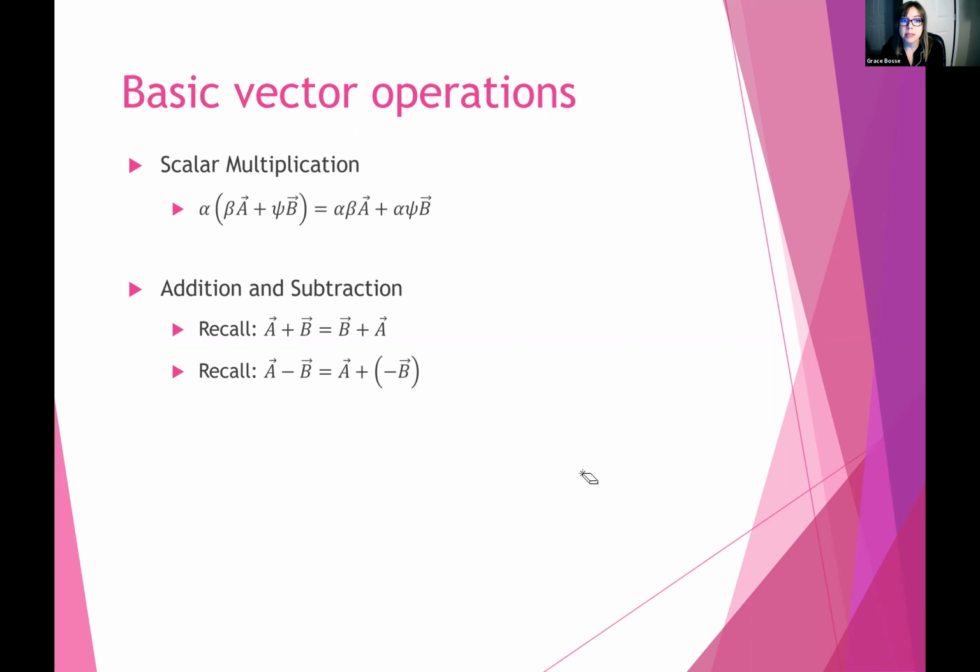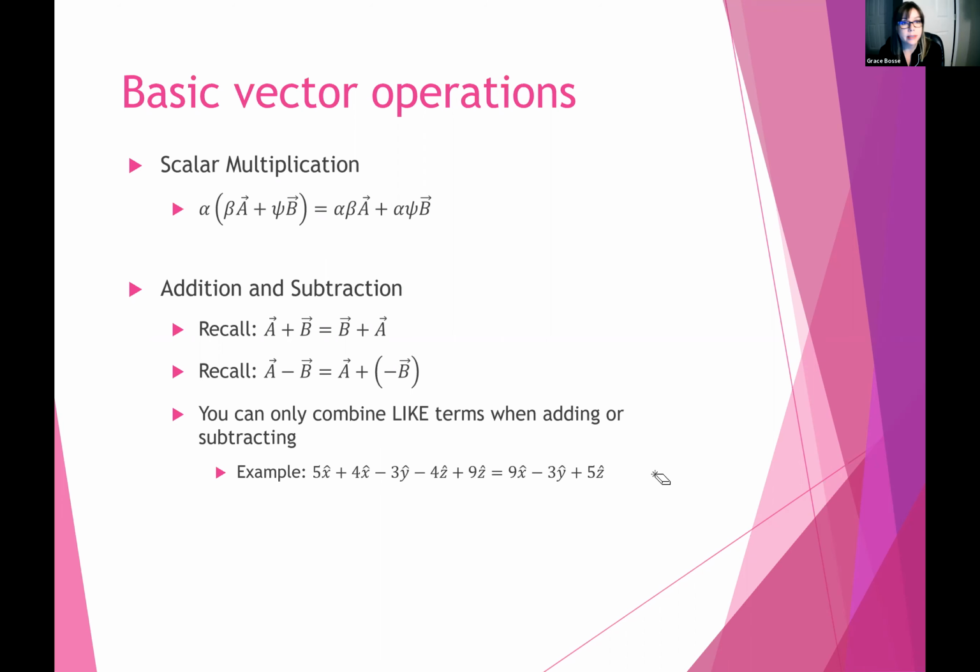Addition and subtraction, still very similar to regular math. It's commutative, so a plus b is the same thing as b plus a. Same thing with vectors. Vector a plus b is the same as vector b plus a. Also with subtraction, you can think of subtraction as the same thing as adding, but with a negative sign in front of the term that you're subtracting. So a minus b is the same as a plus -1 times b. Same thing with vectors. Vector a minus vector b is going to be vector a plus -1 times vector b.